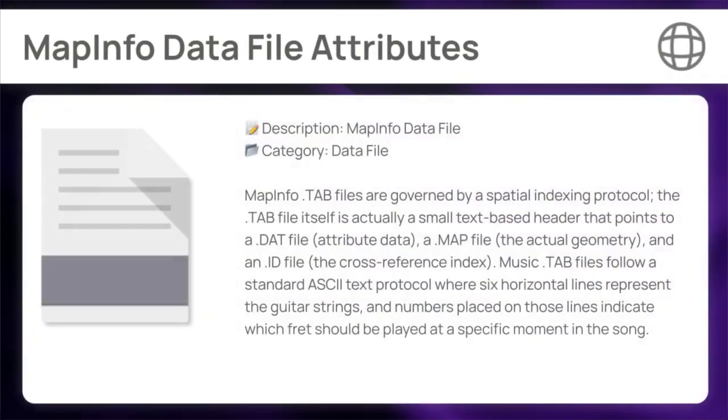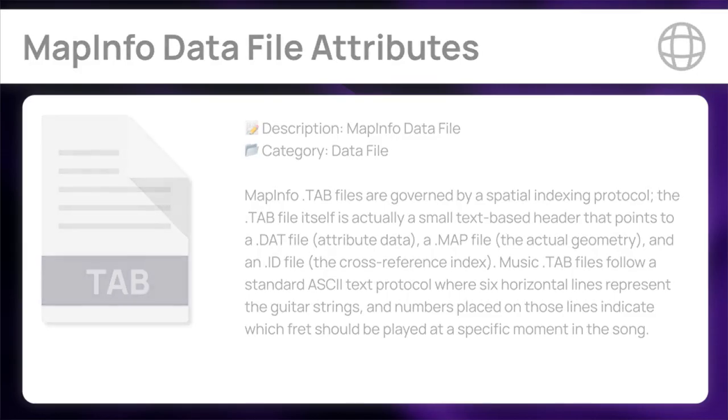MapInfo TAB files are governed by a spatial indexing protocol. The TAB file itself is actually a small text-based header that points to a DAT file, attribute data, a MAP file, the actual geometry, and an ID file, the cross-reference index. Music TAB files follow a standard ASCII text protocol where 6 horizontal lines represent the guitar strings, and numbers placed on those lines indicate which fret should be played at a specific moment in the song.